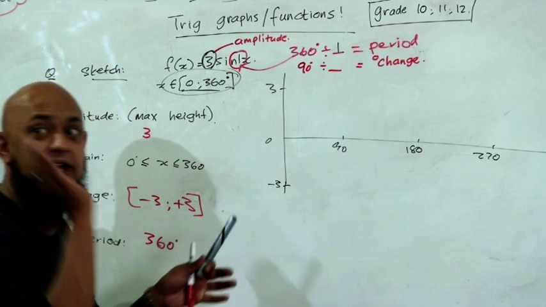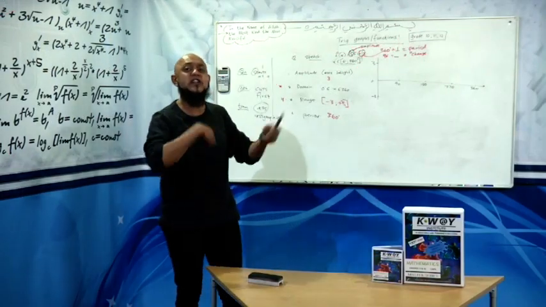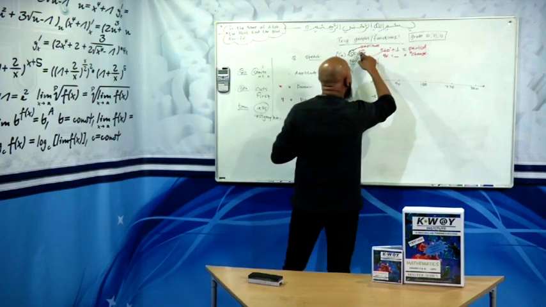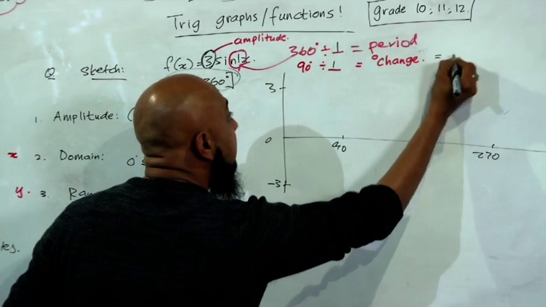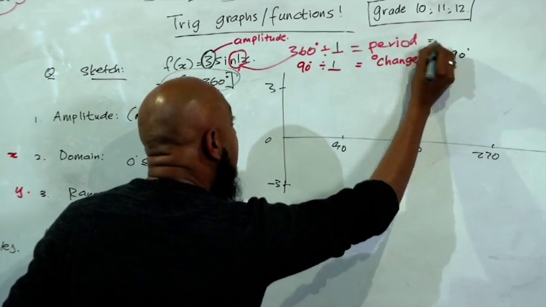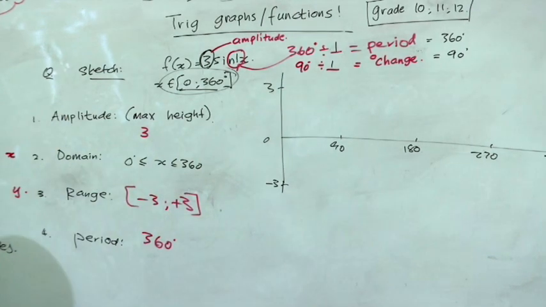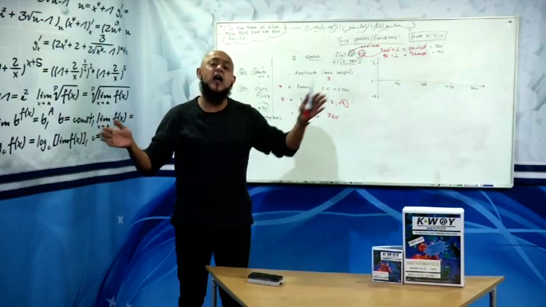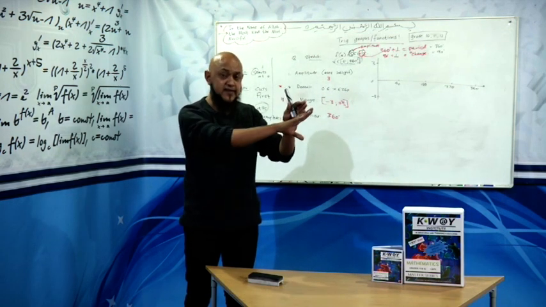That means this graph will make a change. This swimmer will make a change every how many degrees? 90 degrees divided by 1 is equal to your degree change. In this case here it's 90 degrees. And in that case your period was 360. The period generally refers to after how many degrees will the graph complete one cycle. That's the period, 360 degrees.